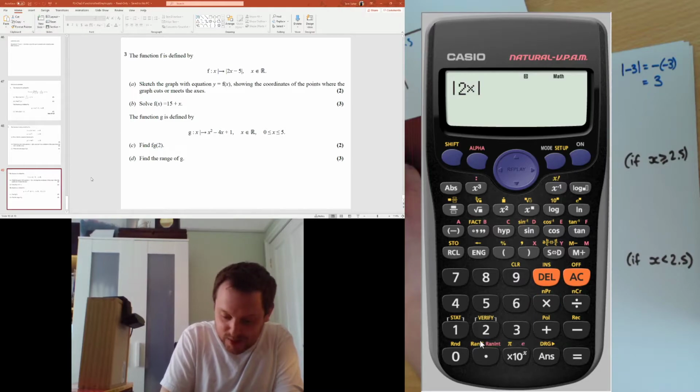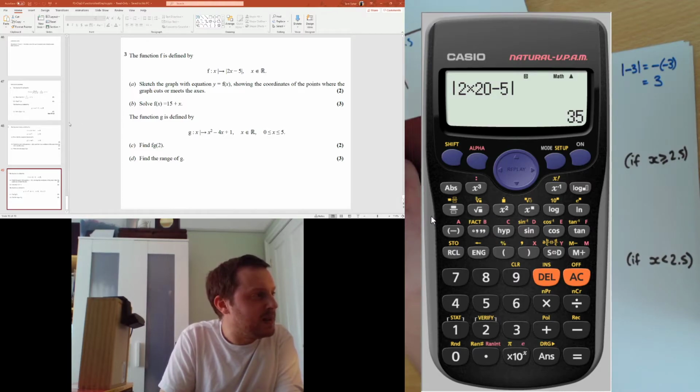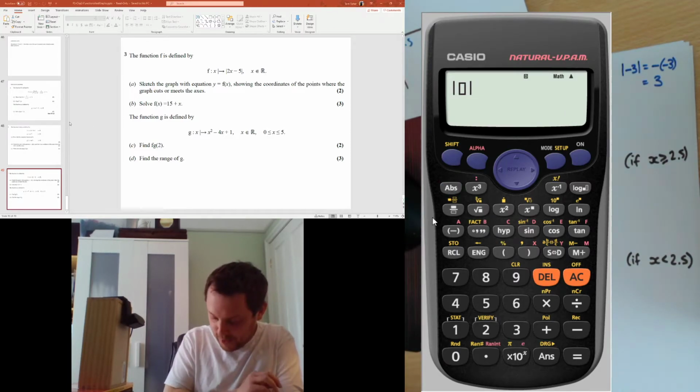2 times 20 take away 5. Is this the same as 15 add 20? Let's see. It is. So the first one works. Super. Right. Let's try it again for the other one.